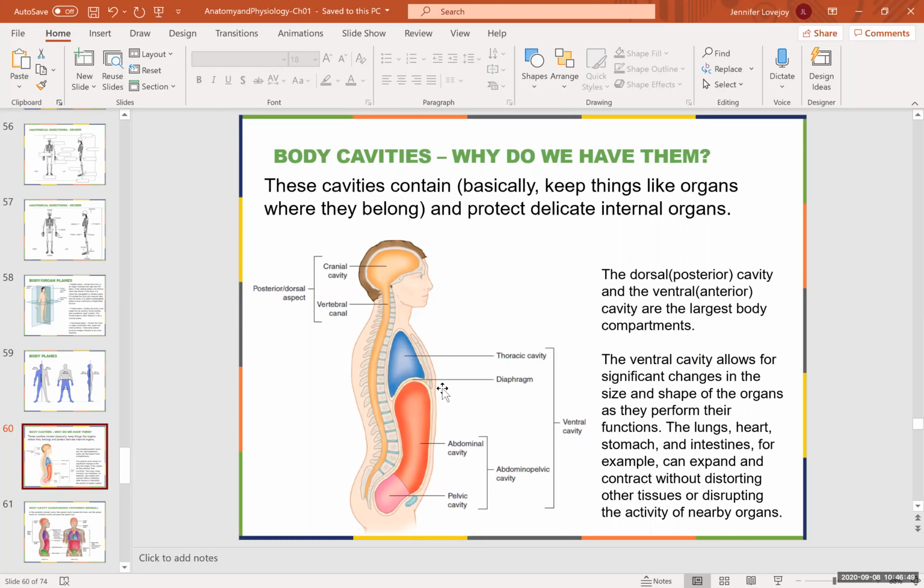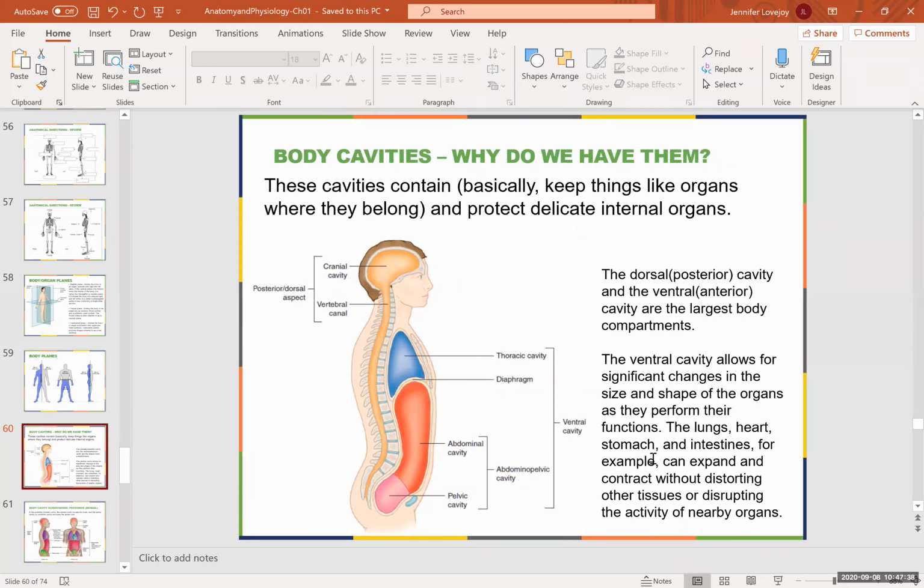We have two main cavities, or the major cavities. One is called the posterior, and we'll go through all of this in a second. And then the other is called the ventral. So dorsal, ventral, posterior, anterior. There are other cavities. Our eye sockets are considered cavities. Back in here we have nasal cavities. Our mouth is considered a cavity. But what we're about to talk about are the two main, big cavities.